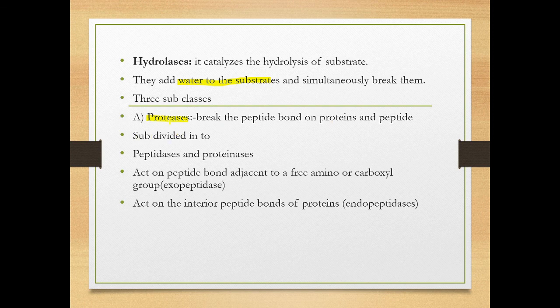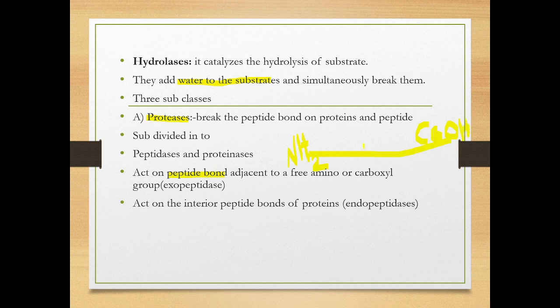There are two classes under proteases. One is called peptidases and the other proteinases. Peptidases act on peptide bonds adjacent to a free amino or carboxyl group. As you know, this is an amino acid. One part is called NH2, the amino group. The other is called COOH.